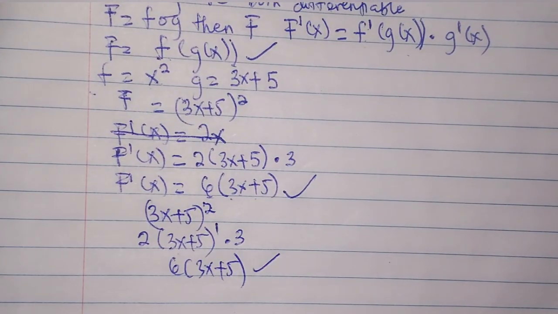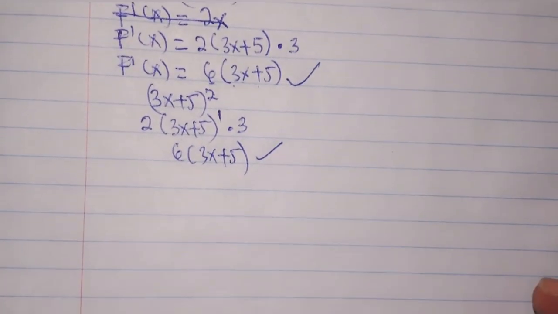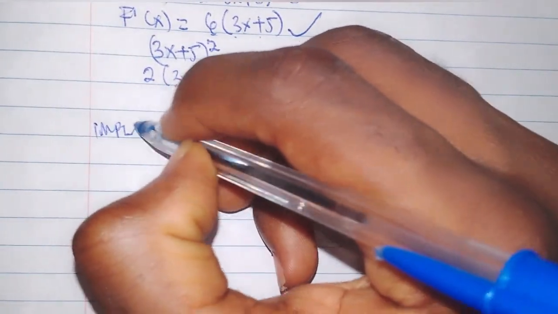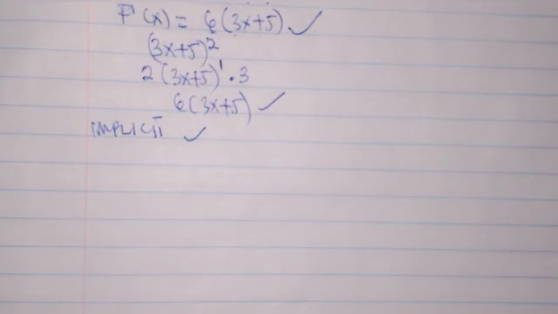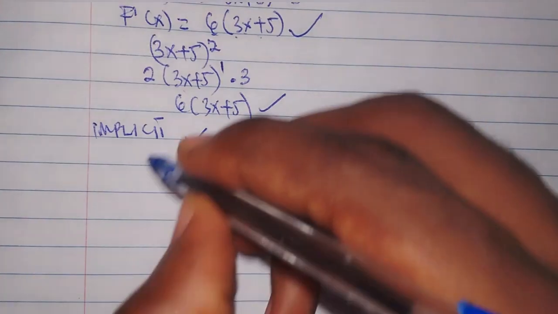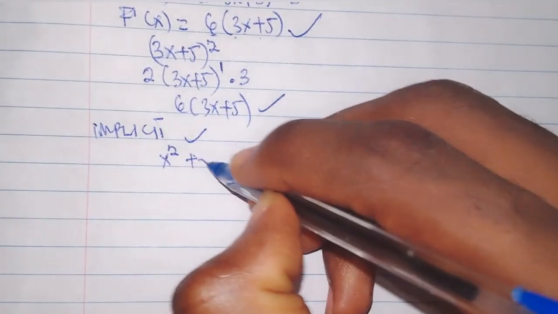Okay, so now let's move to another one. Implicit differentiation. Now this form of differentiation is such that you are differentiating variables that are not supposed to be differentiated. So say you are differentiating with respect to x, but you're having u there. You are differentiating with respect to x, but you're having y there. So a typical example can be x squared plus y squared equals 2.